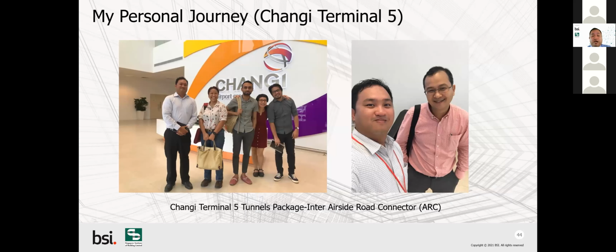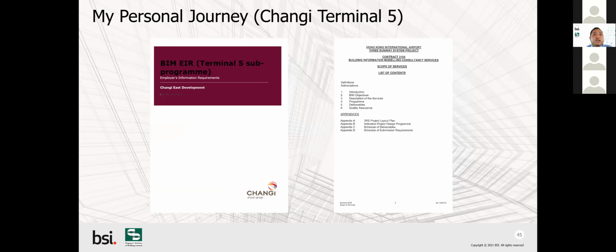Another one that I've done myself is the Changi Terminal 5. I was part of the Inter-Airside Road Connector project. It's under the tunnels package. Next slide.